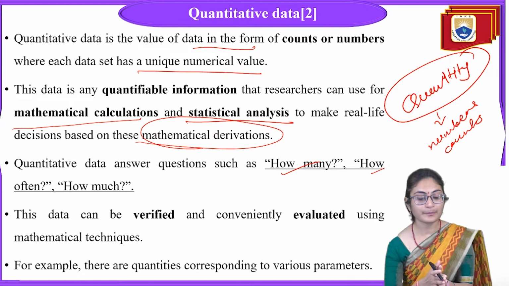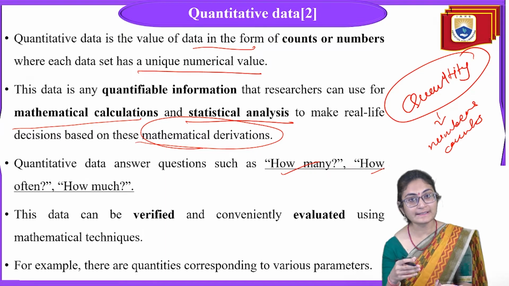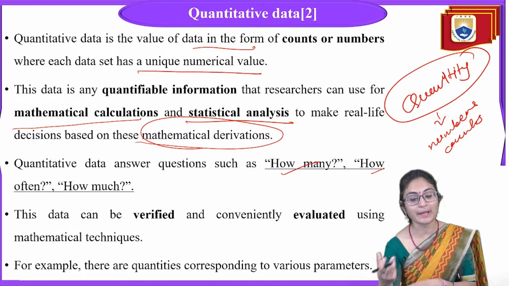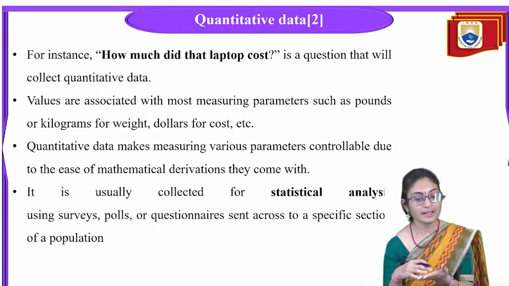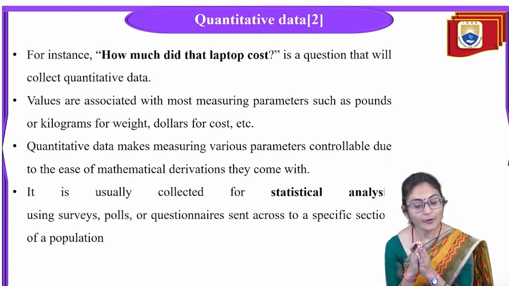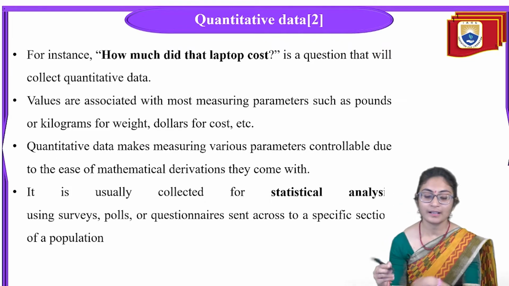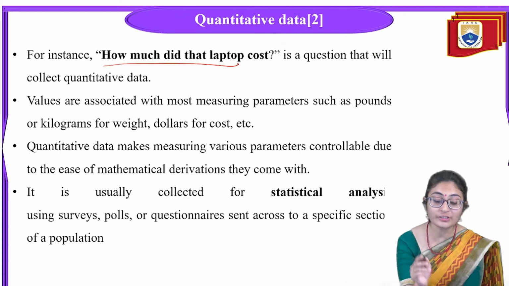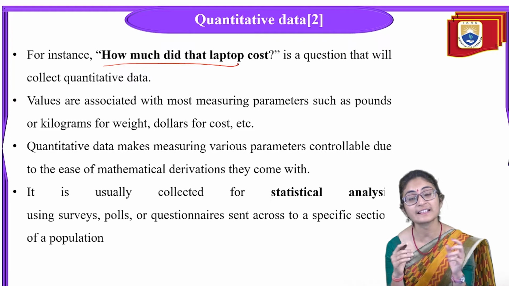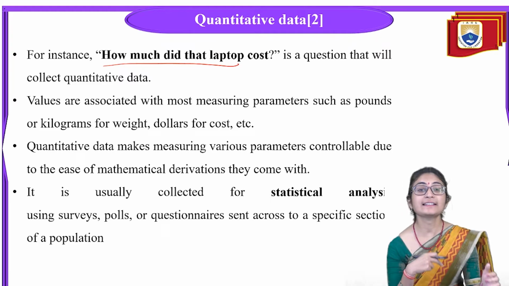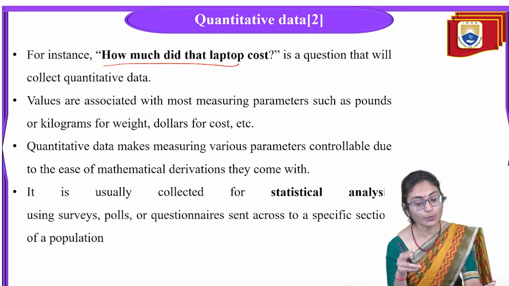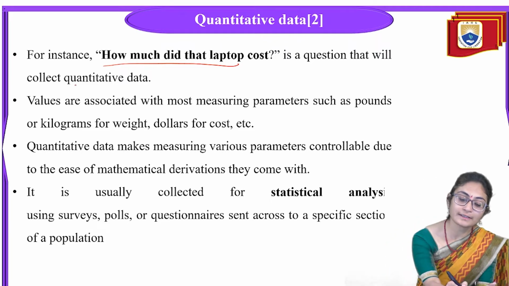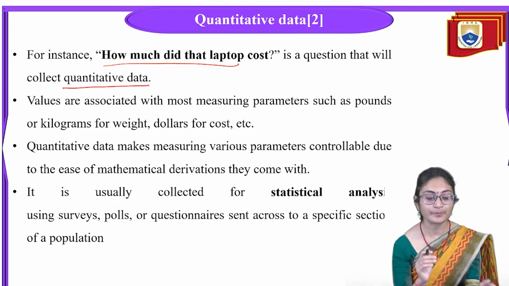For example, there are some quantities corresponding to various parameters. How much did the laptop cost? It is showing quantitative data. If you are asking how much that laptop cost, it will show a number. It is suggesting some number. So this is our quantitative data.